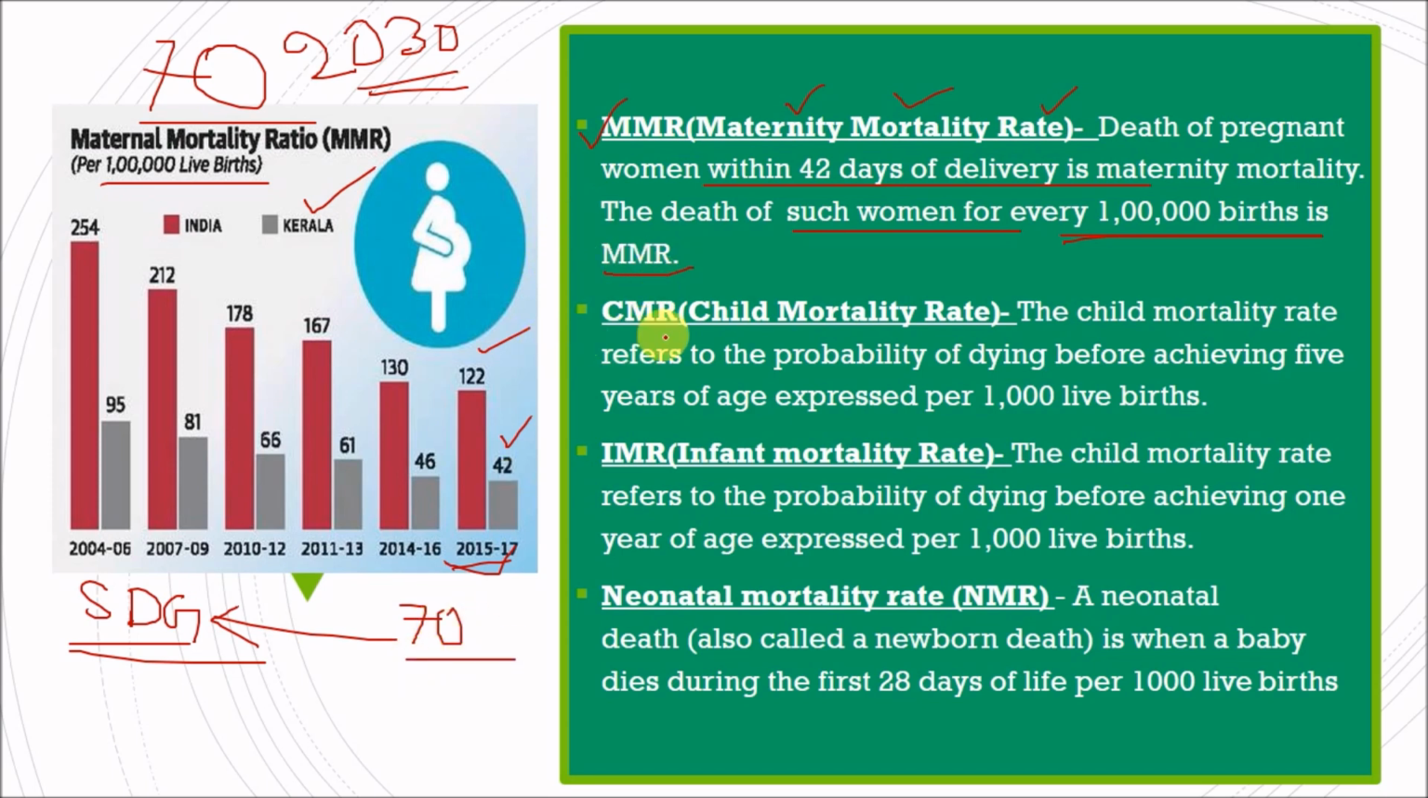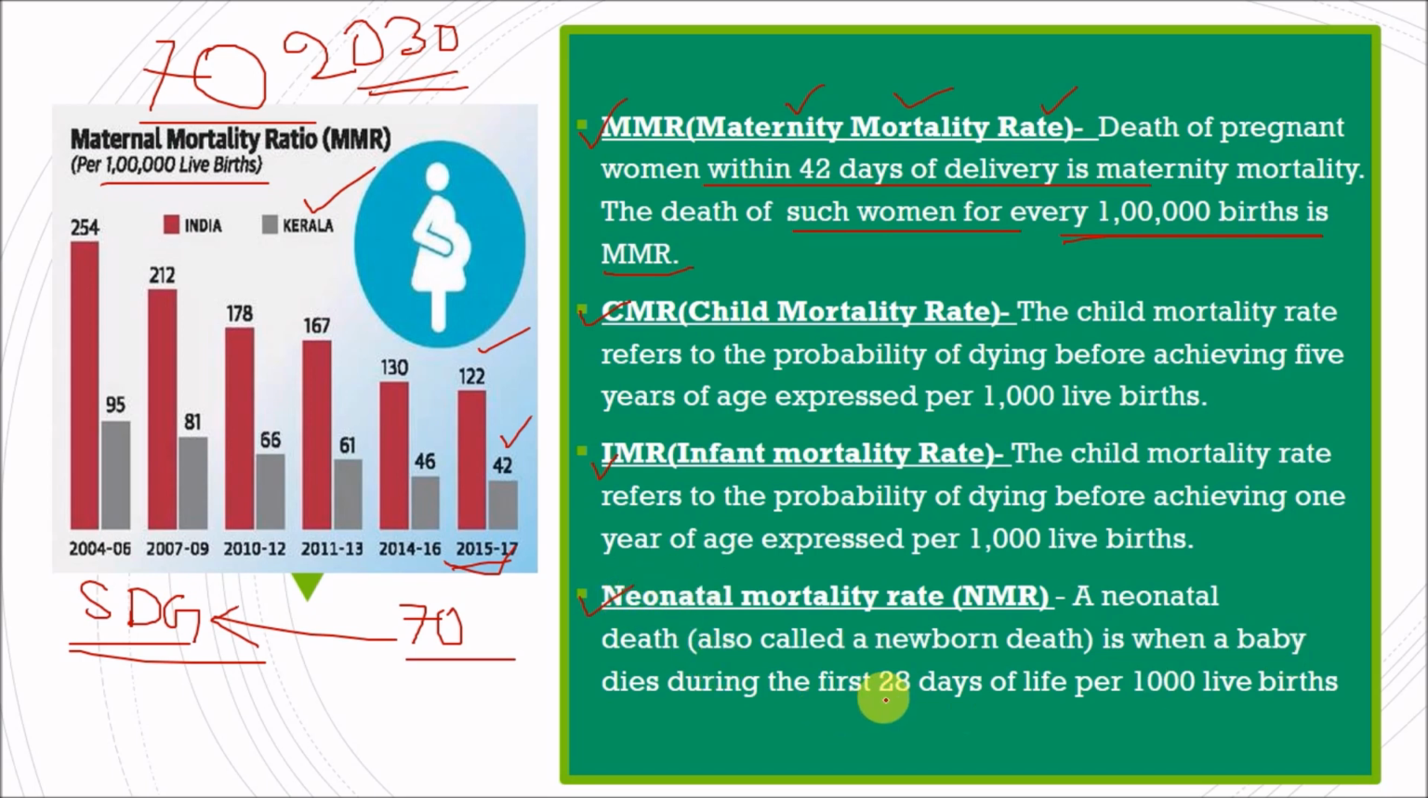Now the second point, CMR. CMR, IMR, and neonatal mortality rates are all related to children. MMR was related to females, pregnant women. CMR, IMR, and neonatal are all related to children, newborns, and infants. So we will go from the bottom to top. First one, neonatal mortality rate. Whom do we call neonatal?